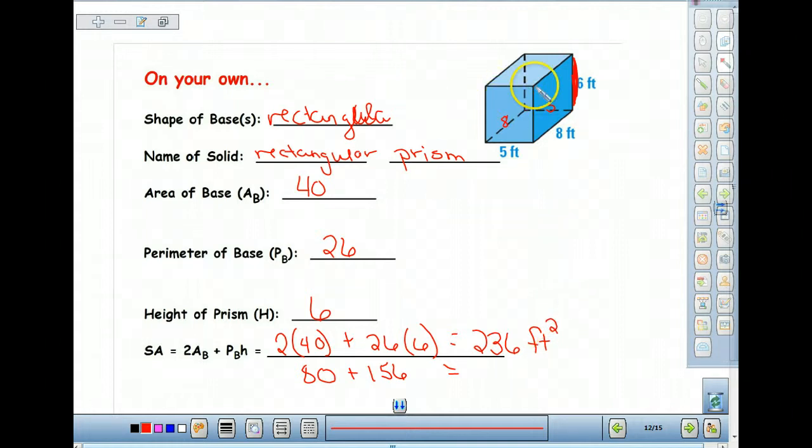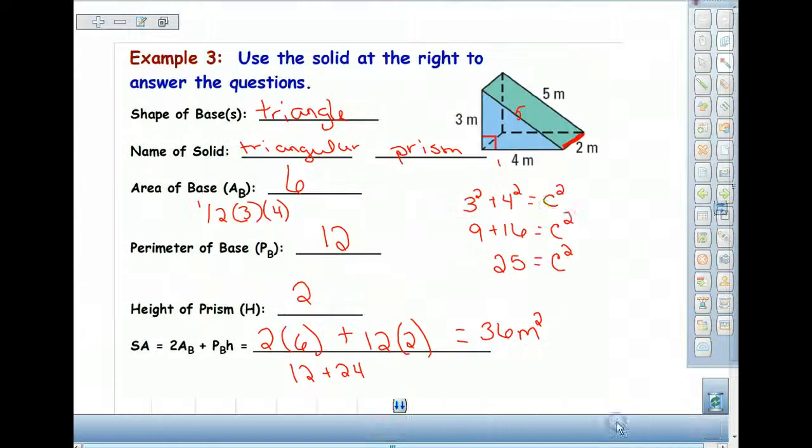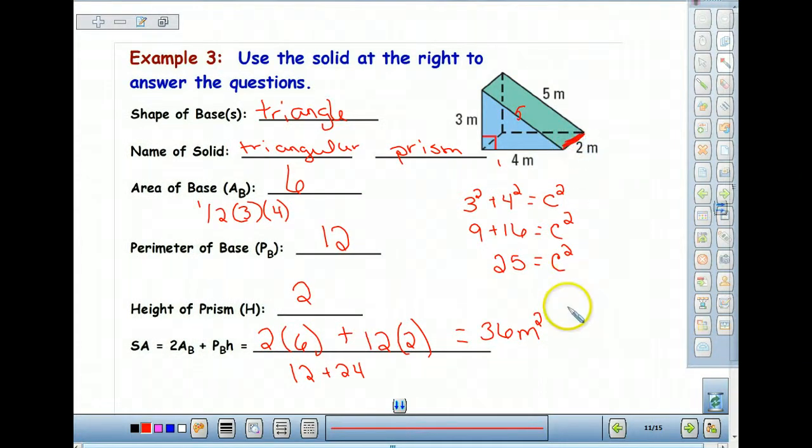Okay, so your whole assignment, your whole worksheet today is plugging things into this right here. Okay, you're going to want to know that. You're going to want to have your notes open to that when you're doing your worksheet so that you can figure it out. Don't forget that your height might not always be your vertical height. Okay, it is the distance between your two parallel bases. That's going to be important today.